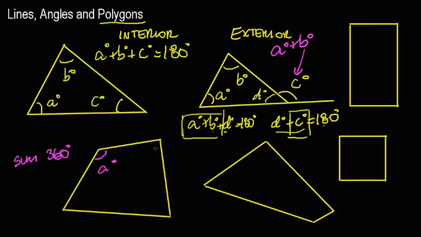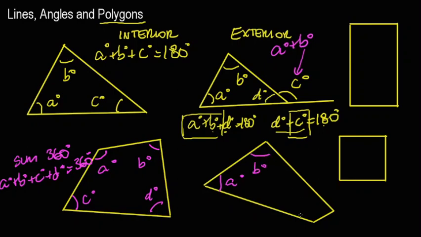So in this case here, A, B, C, D, A plus B plus C plus D would be 360. Now, just like this one, A, B, C, D. Notice that the shape doesn't matter as long as it's a quadrilateral.